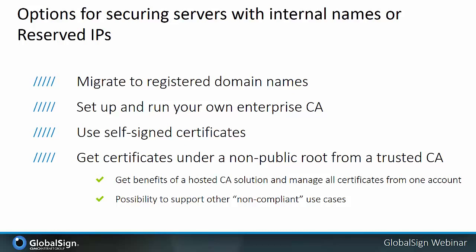And the final option here is you can obtain SSL certificates under non-public routes from your trusted CA provider. This is a good option if you want to continue using local server names, and you don't want to run your own CA or rely on self-signed certificates. You get all the benefits of a hosted CA solution, keep your certificates together, your public and your internal ones, and services like this can support algorithms and key sizes which have been deprecated by the public requirements. They can have longer validity periods and algorithms, for example, if you had some legacy systems that needed SHA-1 certificates, you could get them from a product line like this to use until you can get them upgraded.